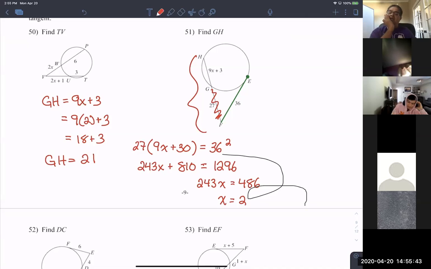Okay. Any questions? So we did one of each type. We did one where we have two secants. We did one where we have an intersection inside the circle, and we did one with secant times tangent. Okay. Any questions? Anyone want me to work any more of these example types out?